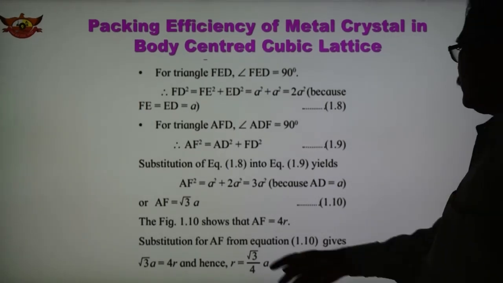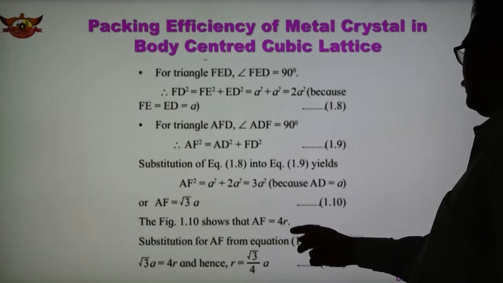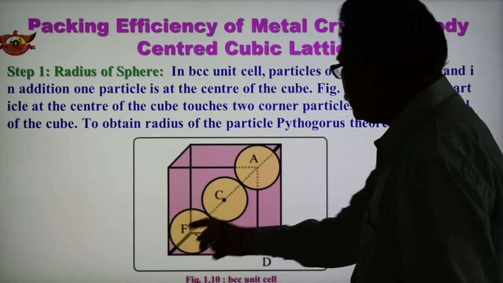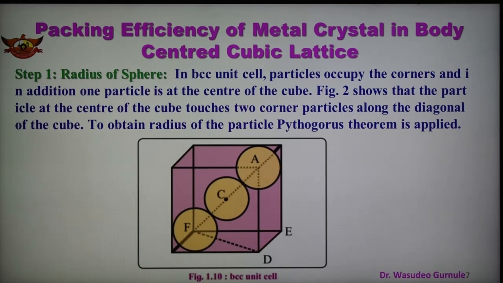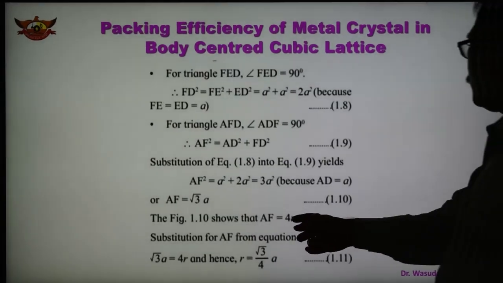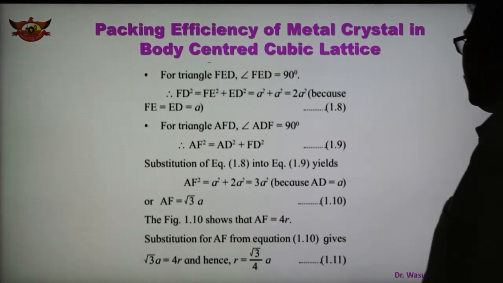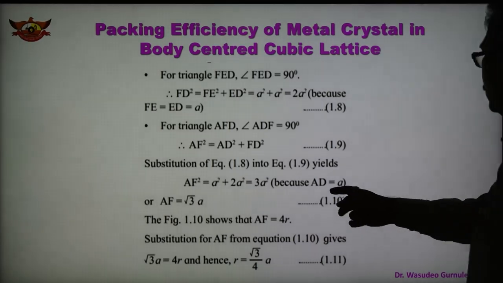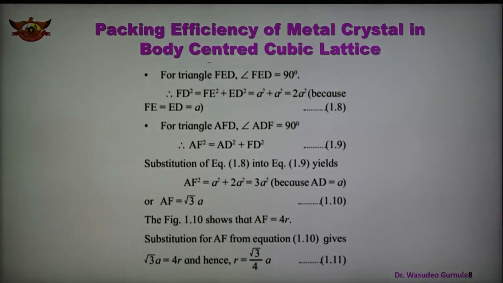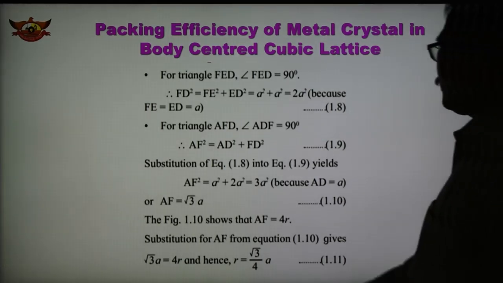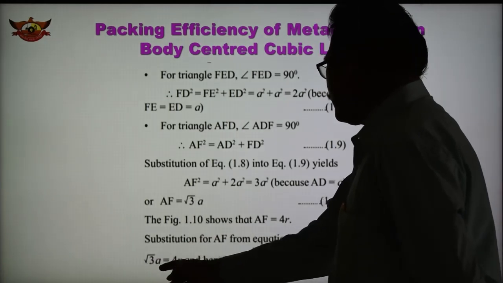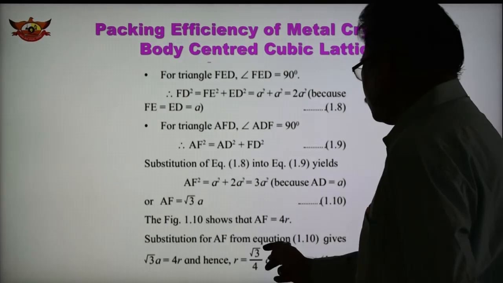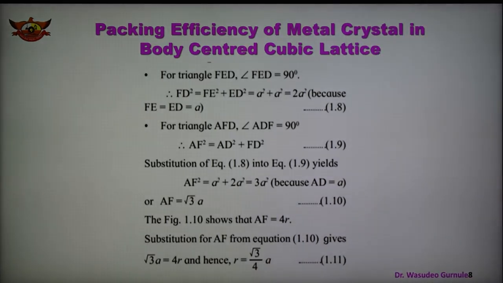From the figure it shows that AF equal to 4R. ये F का जो डिस्टेंस है वो कितना है 4R. So here AF equal to 4R. So substitute the AF value from the equation. This AF value and we obtained square root of 3A equal to 4R and hence R equal to, तो R equal to क्या होगा, root 3 upon 4 into A. This is the equation obtained.